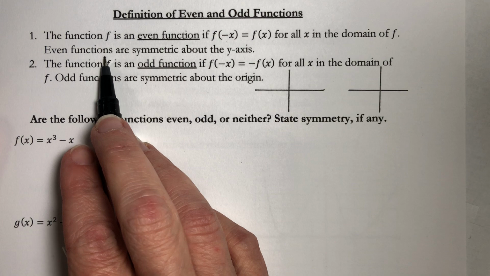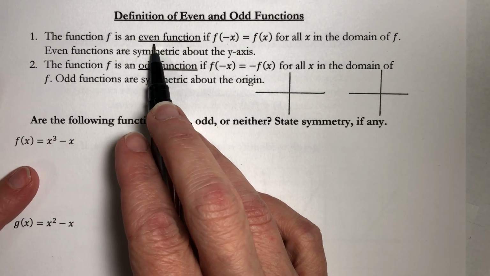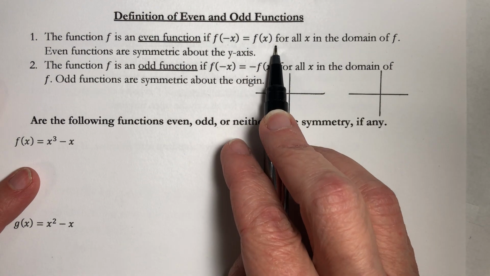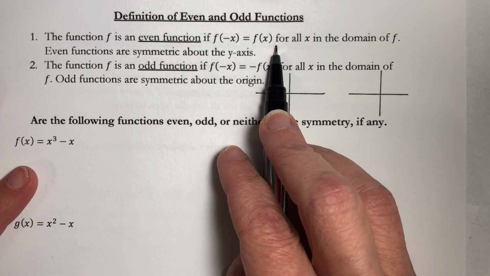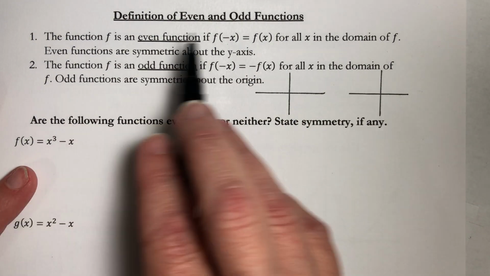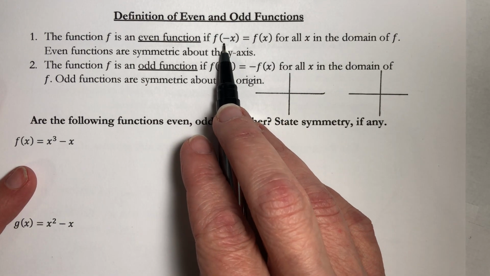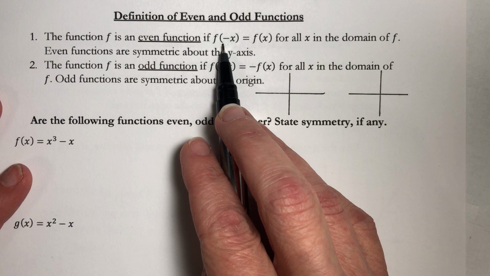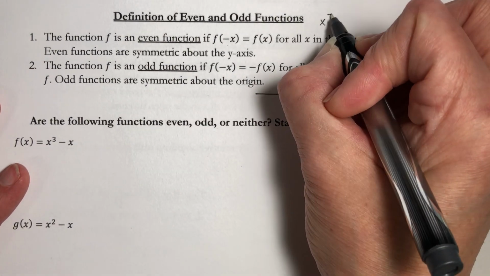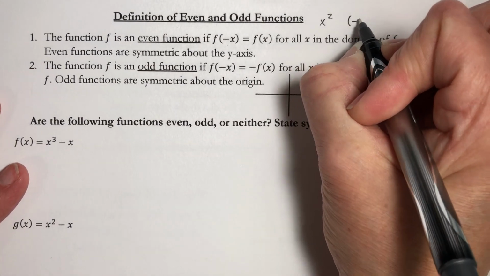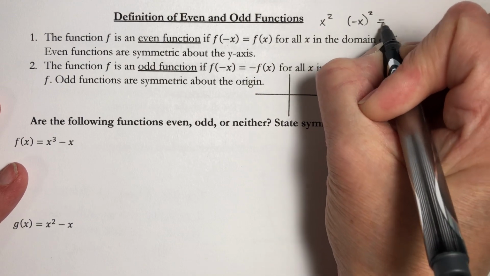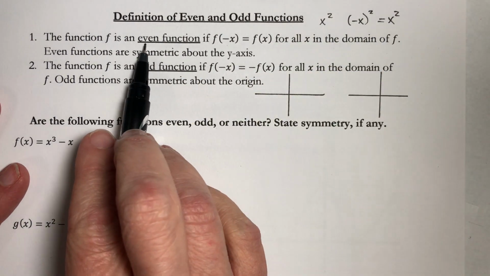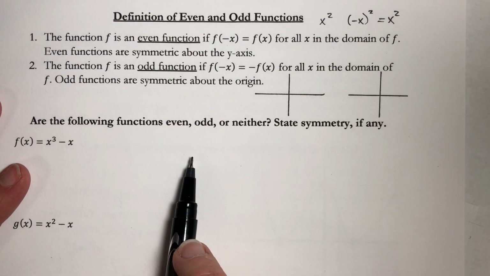The function f is called an even function if, when we plug in negative x instead of positive x, our function does not change. Basically, that's what it's saying. I think of it as the function absorbs the negative. This would happen on something like x squared, because if you plug in negative x and then you square it, you still get x squared. This exponent is one of the reasons they call it an even function.